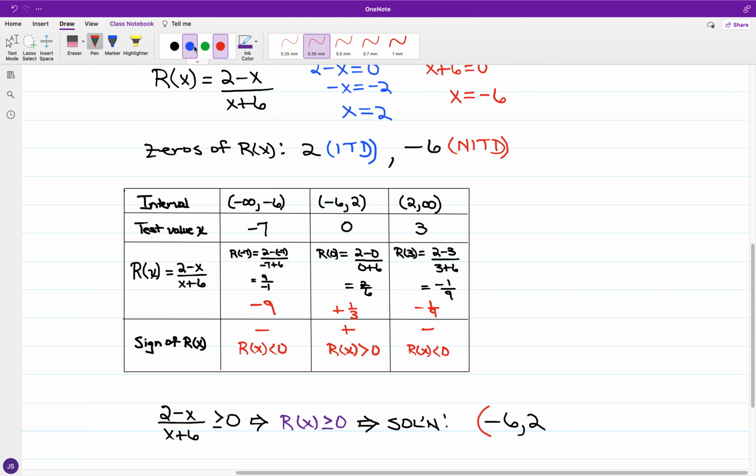2, on the other hand, is in the domain, and so we can put this in a bracket, and that will be the interval solution for what we have in the case of number 64.